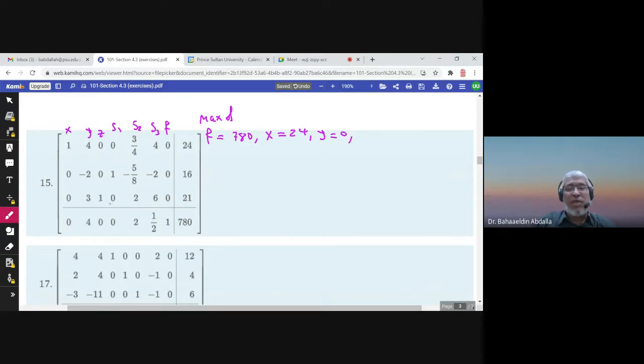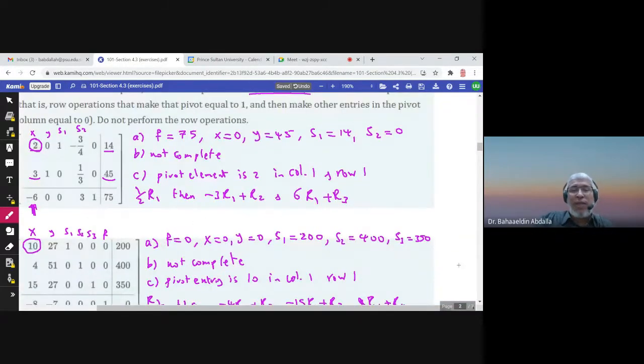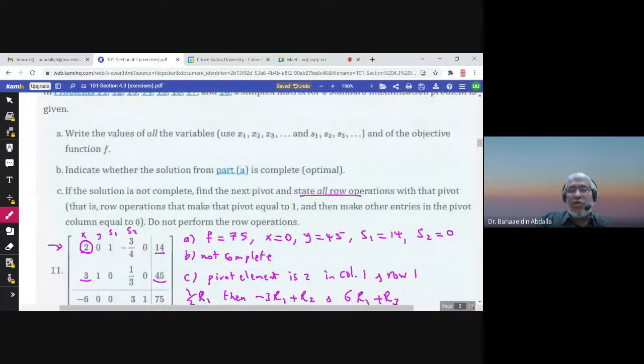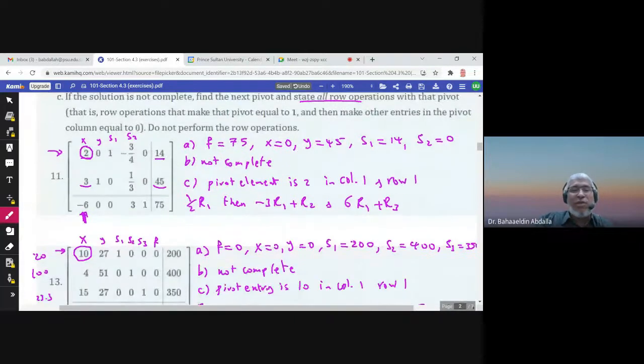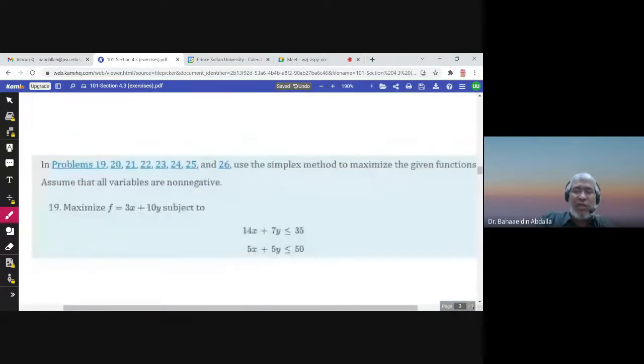Z is basic and the one is here. Its value is 21. S1 is basic and its value is 16. S2 is non-basic and S3 is non-basic. So this is part A. Part B, yes, it's complete. It's a final answer. Indicate the solution is complete. Yes, it's complete. So there is no C in this case.